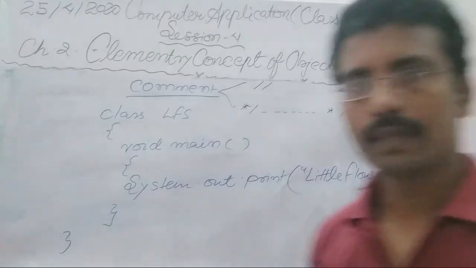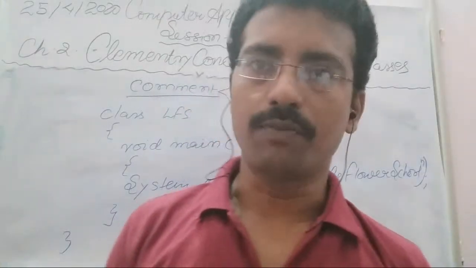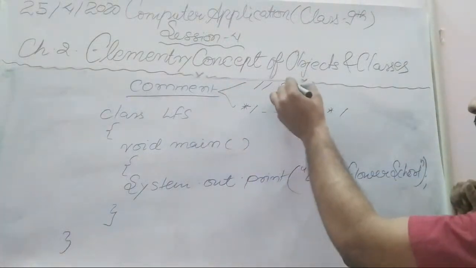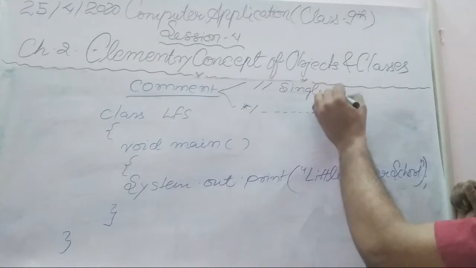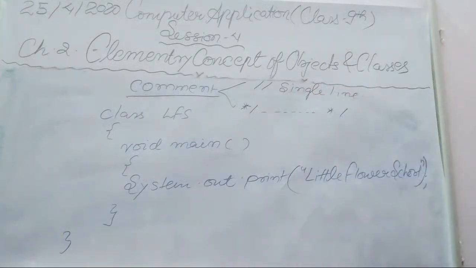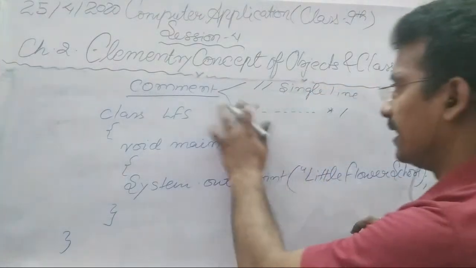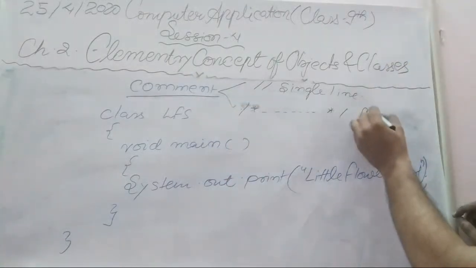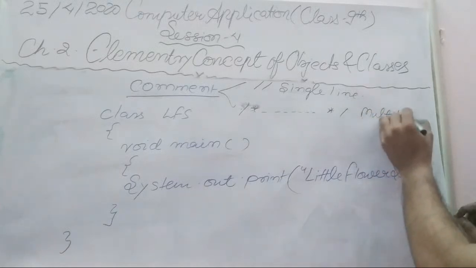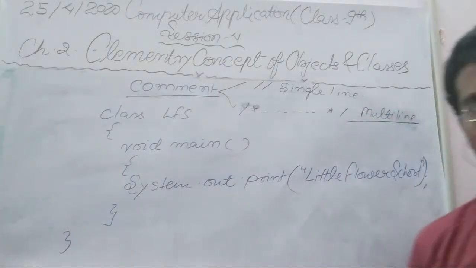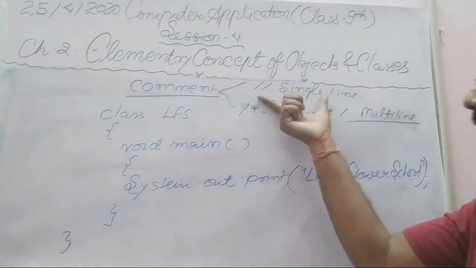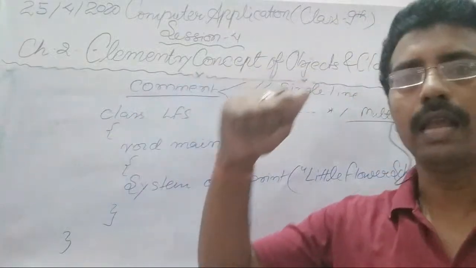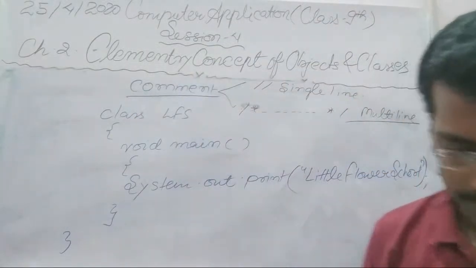This way, one kind of statement is written which is called single line comment. And second is written as multi-line comment. So if you have to write any additional information with any line, for example, I'll explain you.